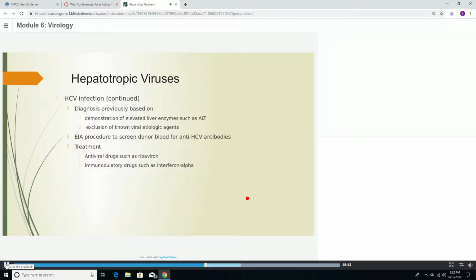Diagnosis primarily is based on demonstration of elevated liver enzymes such as the ALT, exclusion of known viral etiological agents, and an EIA procedure to screen donor blood for the anti-HCV antibodies. Treatment is going to be antiviral drugs such as ribavirin or immunomodulatory drugs such as interferon alpha.